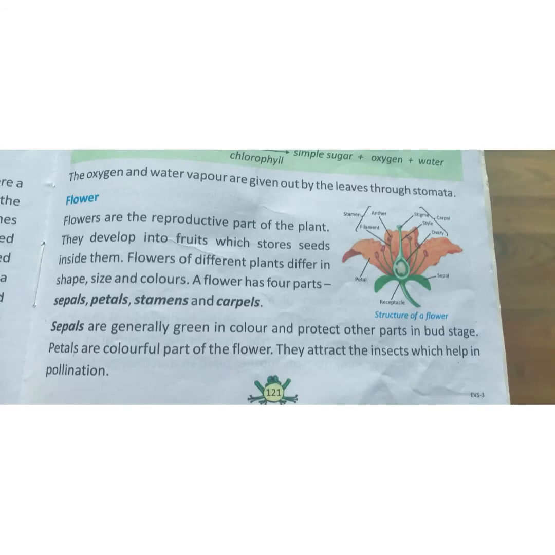They develop into fruits which store seeds in them. Flowers of different plants differ in shape, size, and colors. A flower has four parts: sepals, petals, stamens, and carpels. Sepals are generally green in color and protect other parts in bud stage. Petals are the colorful part of the flower. They attract the insects which help in pollination.